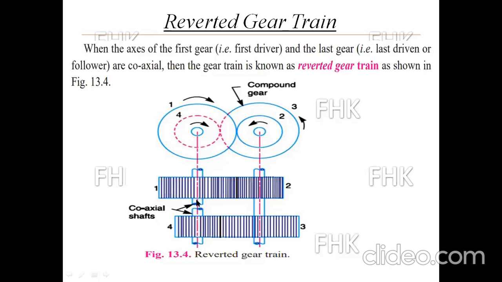because gear 1 is mounted on one shaft and gear 4 is mounted on another shaft, but the axes of both the shafts are collinear. In the front view you can see the same axis for gears 1 and 4, but they are different shafts, and that you can see in the top view. So this is the special feature of a reverted epicyclic gear train. That's why it is called reverted: when the axis of the first gear and the axis of the last gear are coaxial but mounted on different shafts, it is called a reverted gear train.